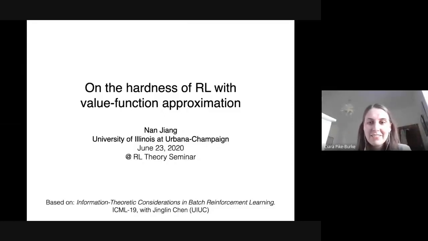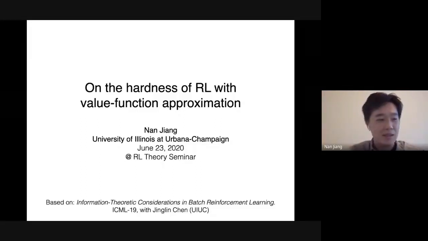So this week we have Nan Jiang, who's going to be presenting work on the hardness of RL with value function approximation. Nan is an assistant professor of computer science at the University of Illinois. Prior to that, he was a postdoc at Microsoft New York and did his PhD at the University of Michigan, advised by Satinder Singh. His research interests are in the theory of reinforcement learning, mostly focusing on sample efficiency. It's a great pleasure to have him here today. So over to you, Nan.